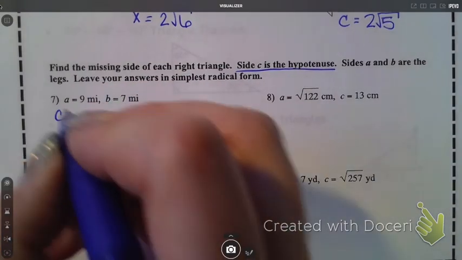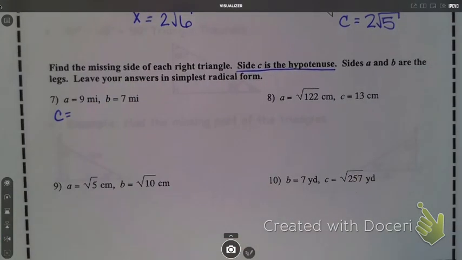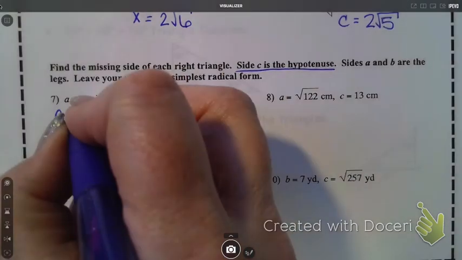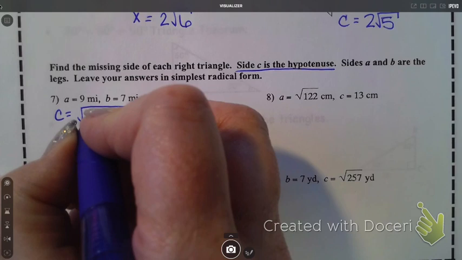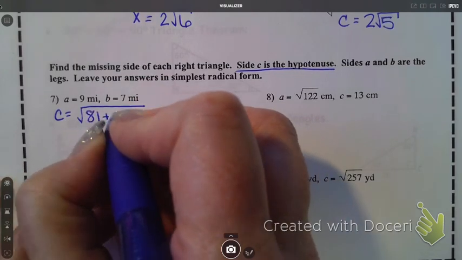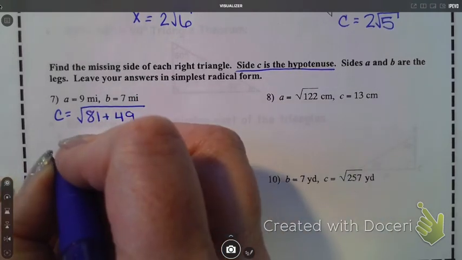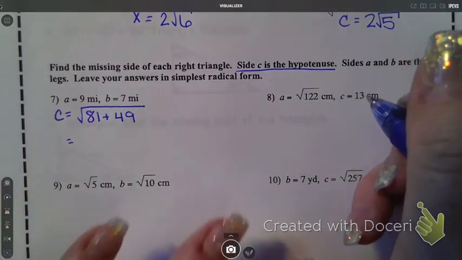So C is my addition one, correct? Okay. So it's going to be the square root of, what's 9 squared? 81. Plus 49. Yup. Okay, we'll come back. You guys can come back.